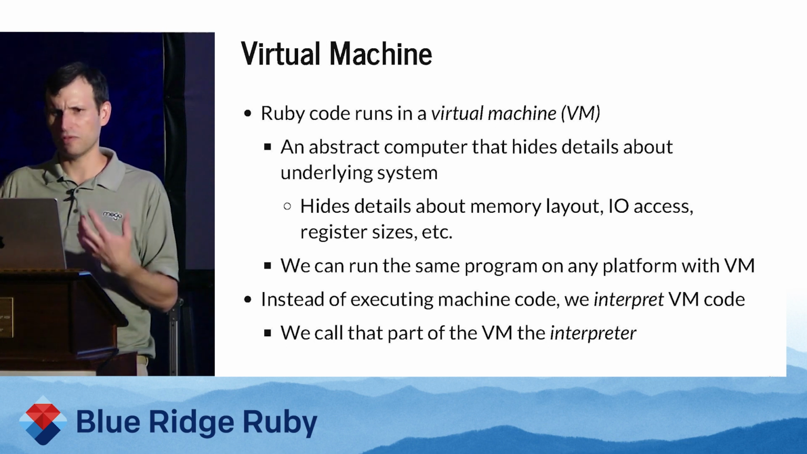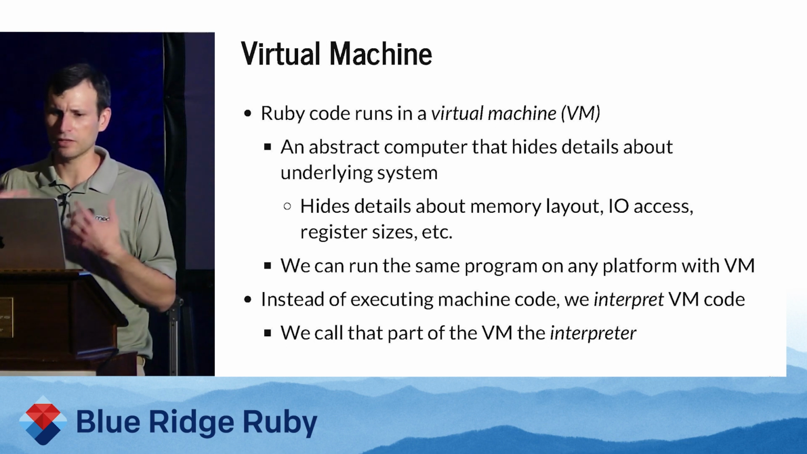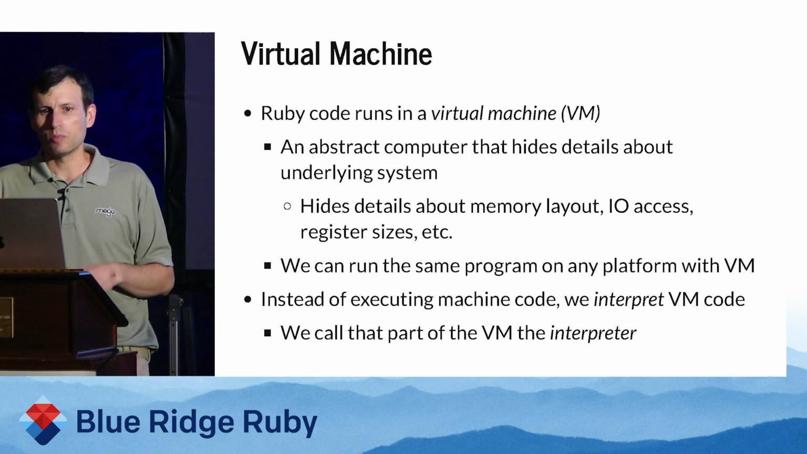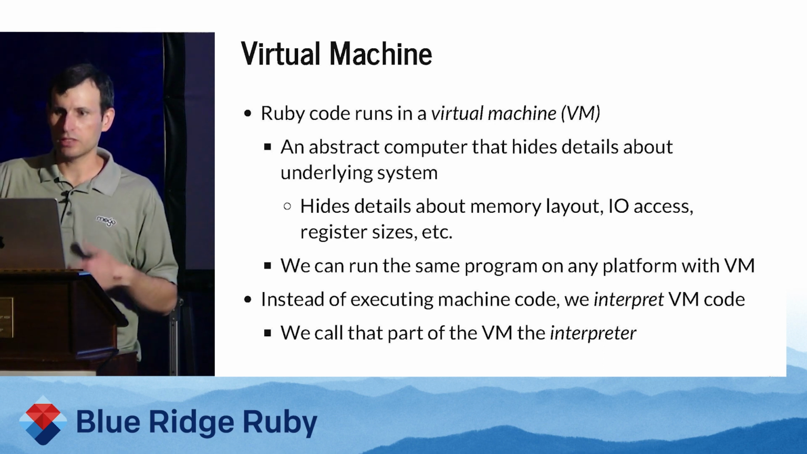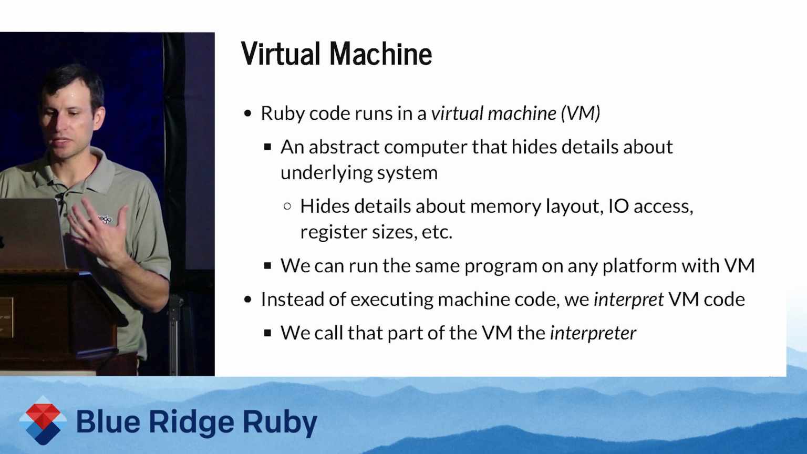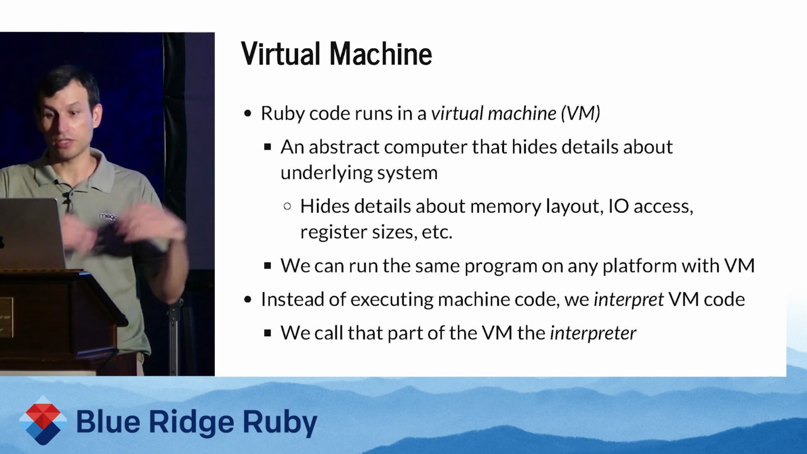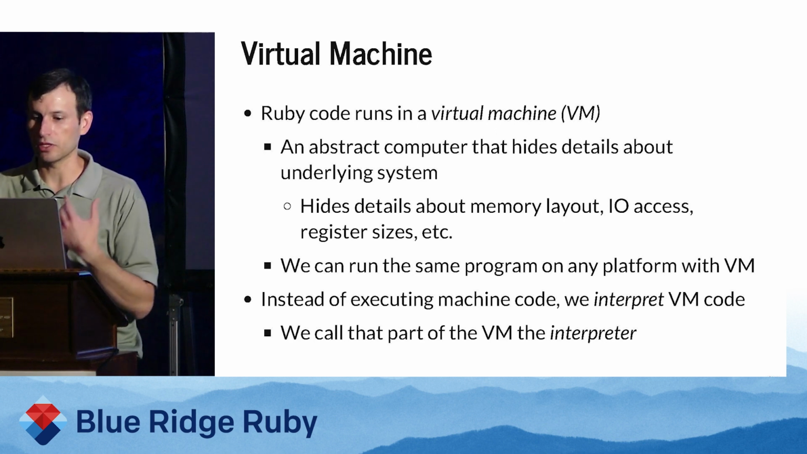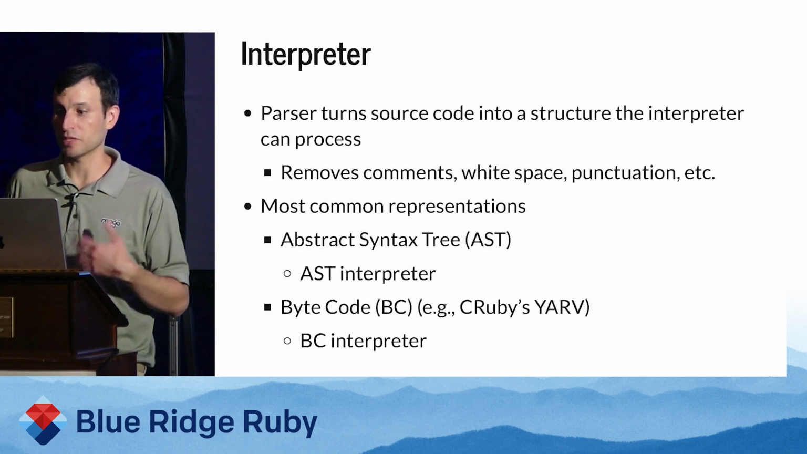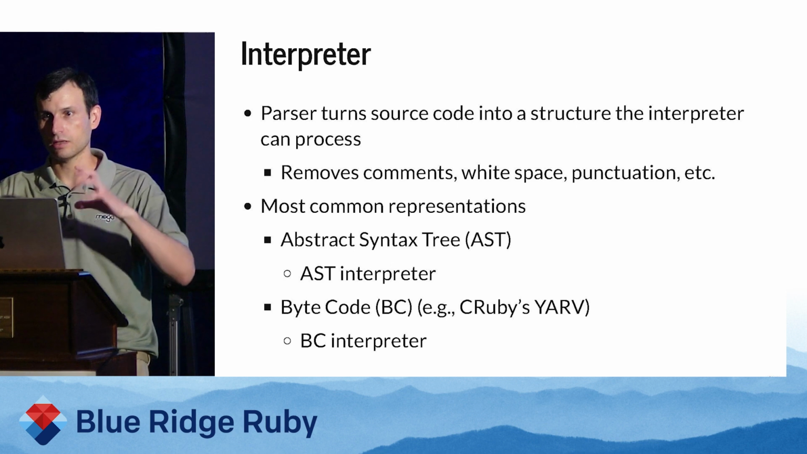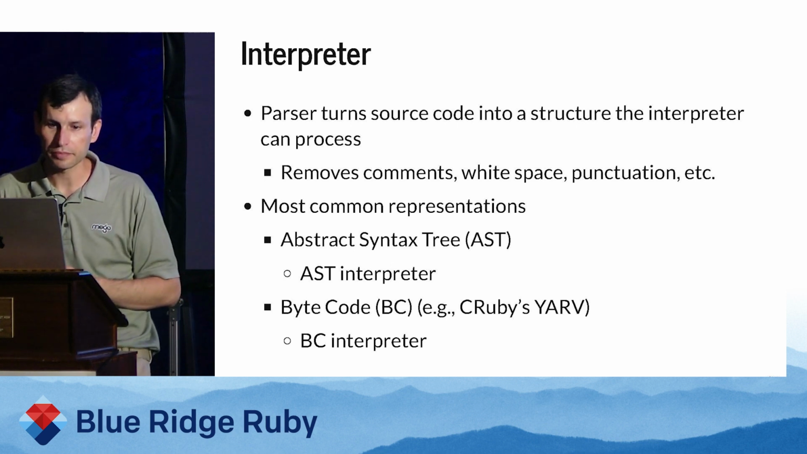And the virtual machine will provide some facilities like memory management, so we don't have to do that at the low level. But our Ruby code turns into something that can run on that. And we say in this case that the code is interpreted. So whereas we were saying instructions are executed, here we're saying the Ruby code gets interpreted. And that happens in something called the interpreter. This is a subsystem of the virtual machine.